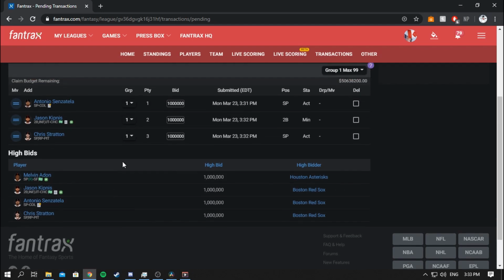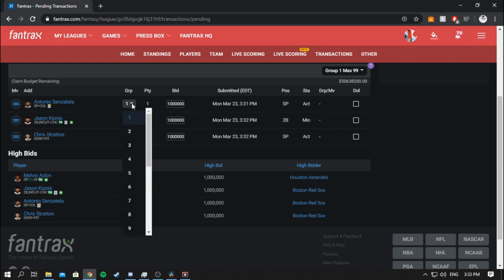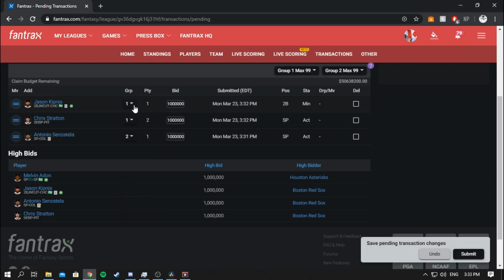So I guess that was way number one. You could just make a list of all the players and what you want to bid on them. And then it'll show up down here and everyone will be able to see this. Now, let's say you were just after one starting pitcher. For an example, you could group them. So Senzatella and Stratton are both starting pitchers, so you can make a group number 2 where you can put just starting pitchers in it.